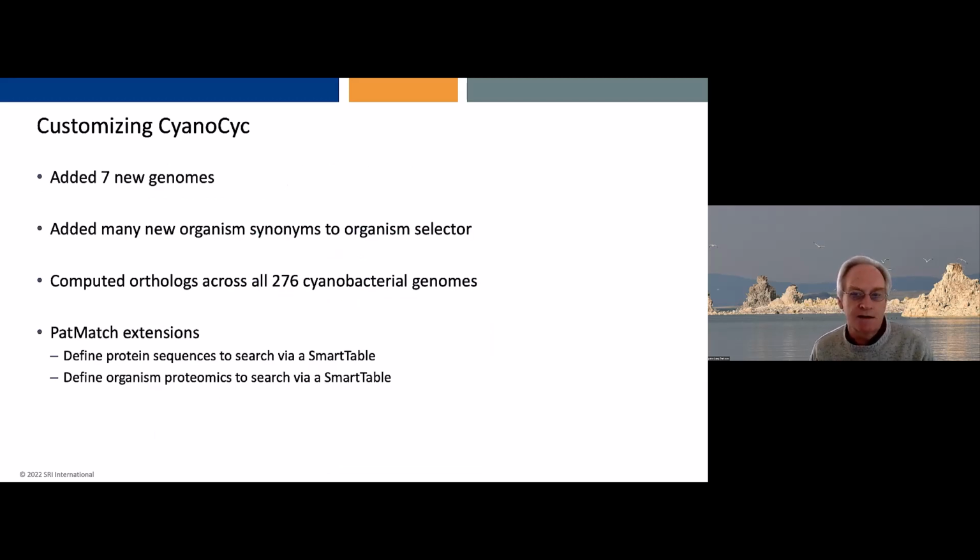Some other things we've done to customize CyanoCyc, we've added 7 new genomes that the advisory board suggested. We've also added many new organism synonyms to our organism selector, because when you're working with BioCyc, one of the first things you want to do is select which organism you are going to search, which organism you are working with currently. It's called your current organism. And we were kind of shocked to learn that NCBI had a few years ago deleted many of the familiar names for cyanobacteria in favor of newer names in the NCBI taxonomy database. And that's the main database that drives the organism selector.